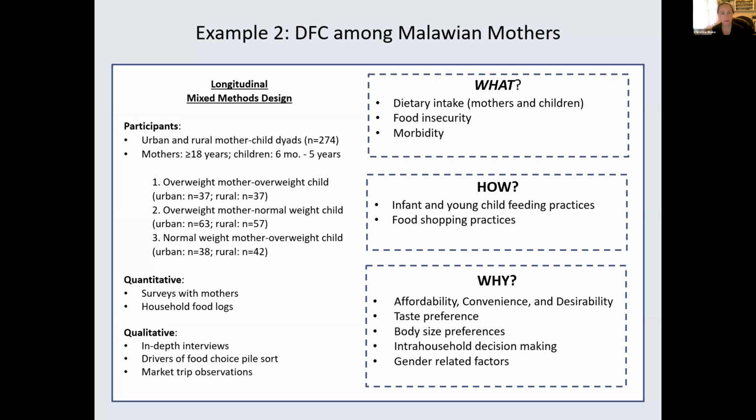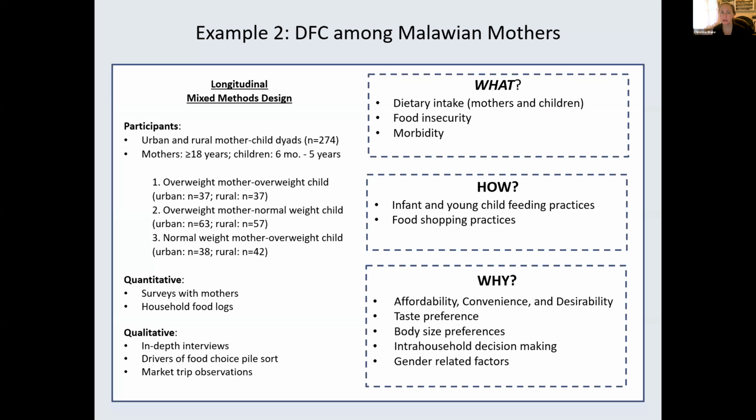They conducted quantitative surveys with mothers and household food logs, and qualitative in-depth interviews, drivers of food choice pile sort, and market trip observations, also with all of the mothers. They specifically sought to measure dietary intake of mothers and children, food insecurity, and morbidity to understand what was going on in the situation and what was the food consumption of both mothers and children.